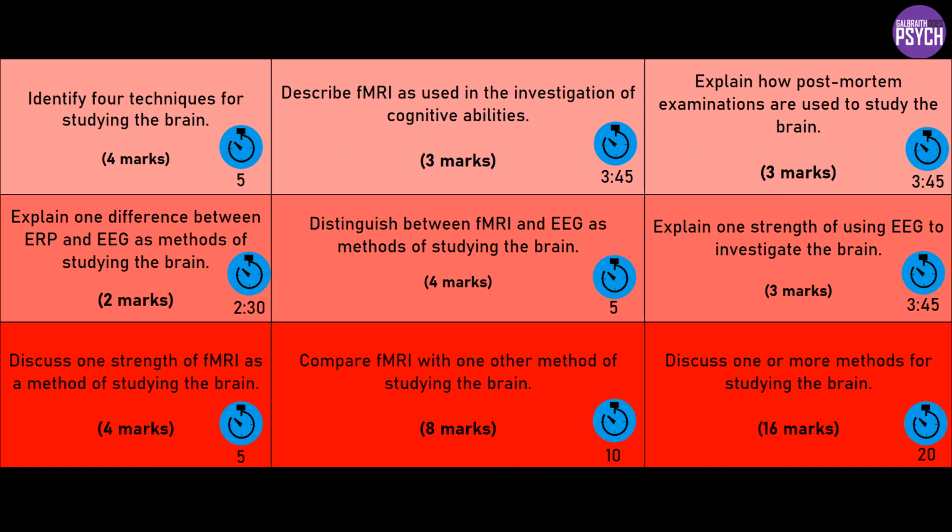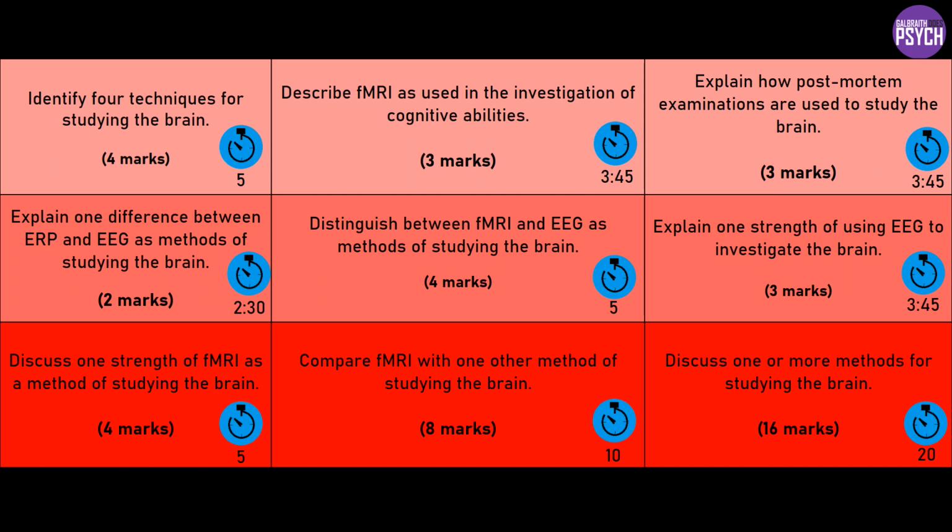Right, we now want to explain one difference between ERP and EEG. Okay, so EEG measures general or state brain activity, whereas, so you need that kind of comparative language in the middle there, whereas ERP measures a specific response to a specific stimulus.